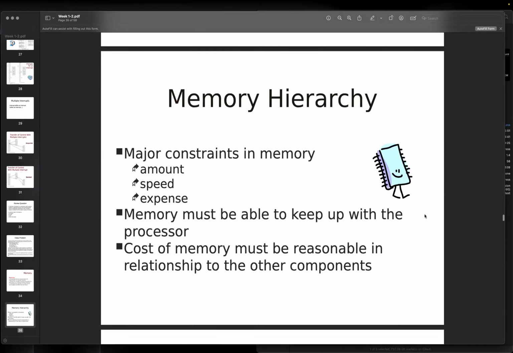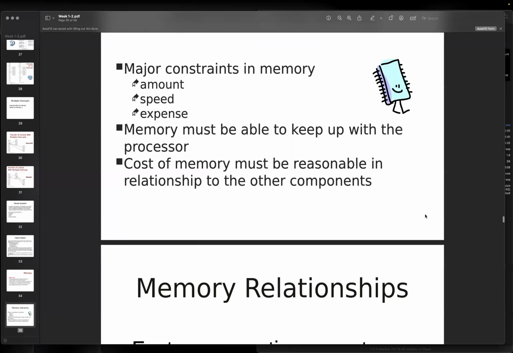When we talk about the memory hierarchy, the major constraints in memory are the amount, meaning the size, the speed, and also the expense. These are the three constraints we are going to discuss related to memory. Memory must be able to keep up with the processor, which is important, and the cost of memory must be reasonable in relationship to other components. When we talk about main memory, cache, or secondary memory, we need to know the terms.